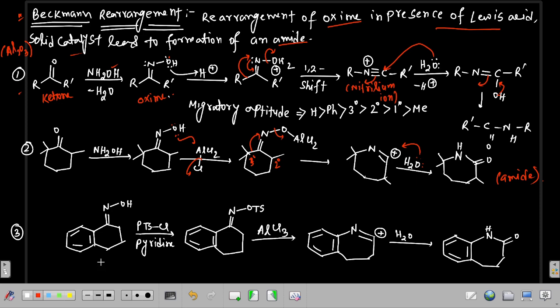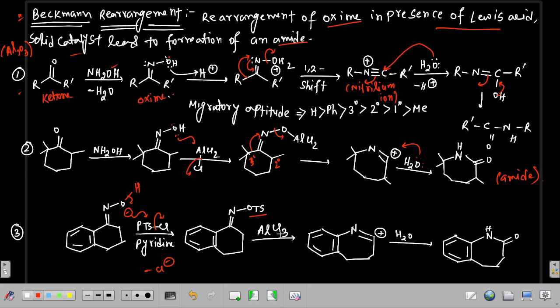Next reaction is like this. This is the oxime. So in the presence of pyridine, it will abstract the proton, so it will form O minus. And in the presence of tosyl chloride, this O minus will attack the tosyl and it leads to the removal of the chloride ion. So it forms this O-tosyl, which is a good leaving group. This is a good leaving group.